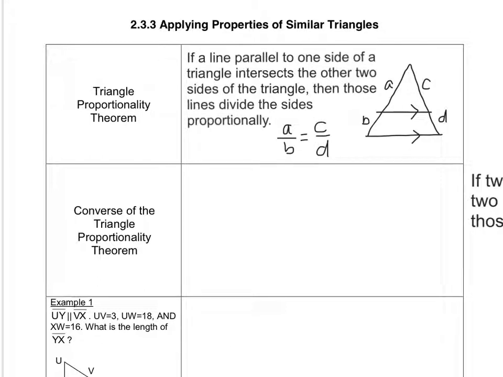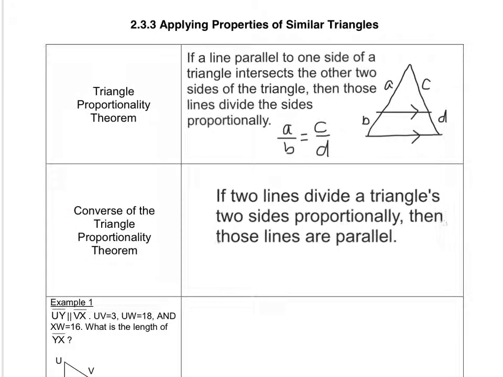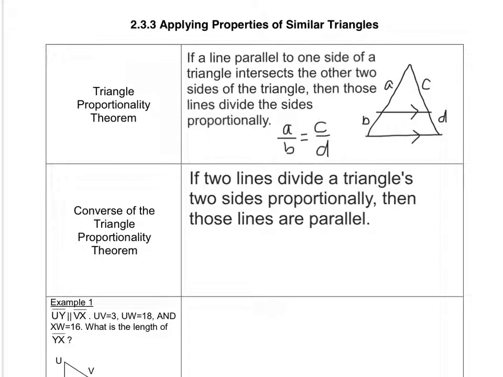Now if you need to, pause the video to take a moment to copy down the diagram and the theorem. When you're ready, unpause the video so that we can copy down the converse of the triangle proportionality theorem. Okay, so the converse of this triangle proportionality theorem, so it's kind of like the reverse, it's a little bit shorter. Here's what it says. If two lines divide a triangle's two sides proportionally, then you can say those two lines are parallel. So it's kind of the backwards of this one.